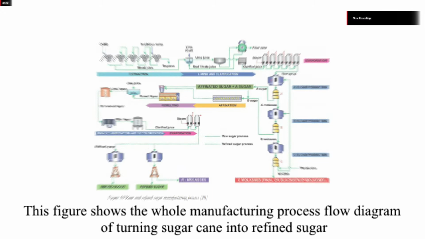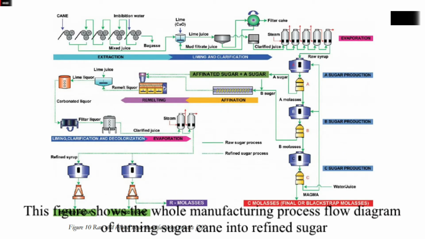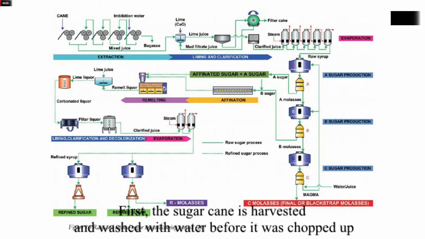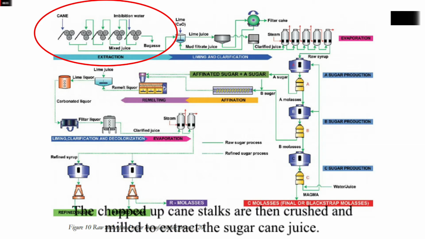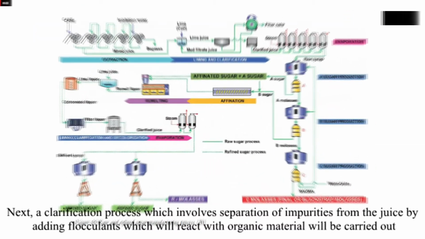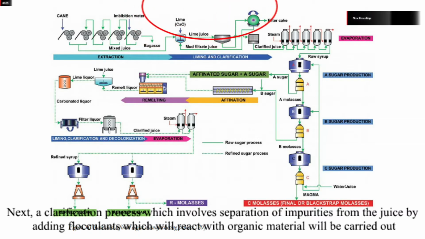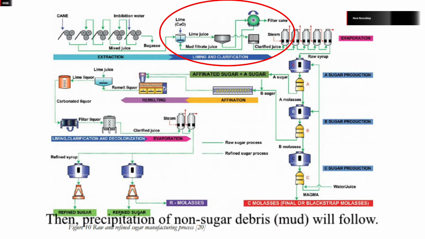The figure shows the whole manufacturing process flow diagram of turning sugarcane into refined sugar. First, the sugarcane is harvested and washed with water before it is chopped up. The chopped up cane stalks are then crushed and milled to extract the sugarcane juice. Next, a clarification process is carried out, which involves separation of impurities from the juice by adding flocculants which will react with organic material. Then, precipitation of non-sugar debris will follow.